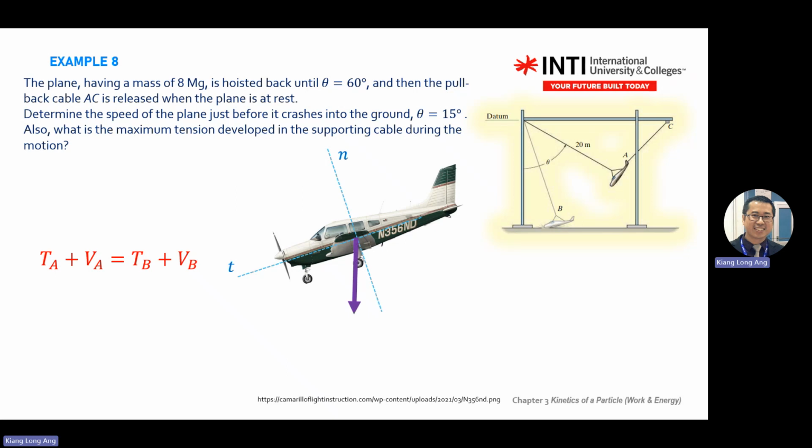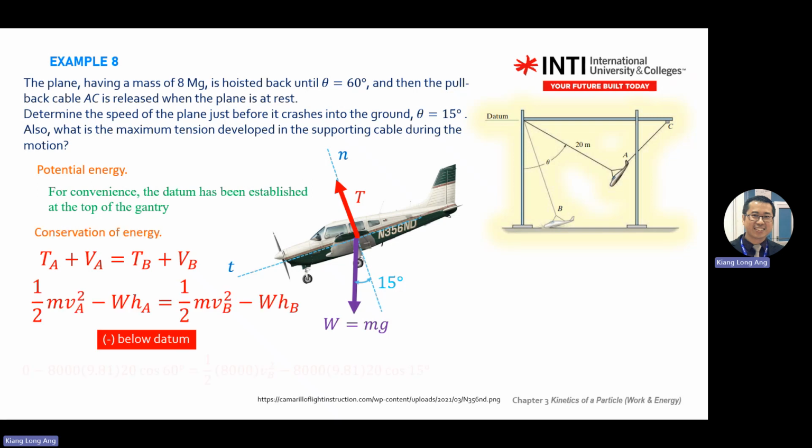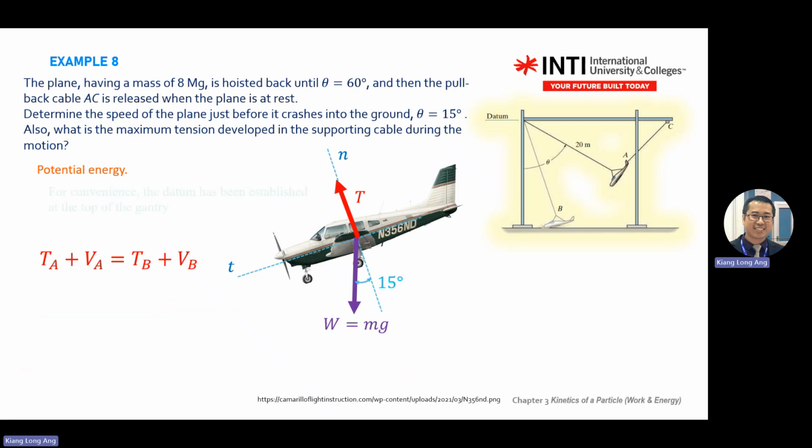Your free body diagram is important. The first thing we check in your answer is the free body diagram. Okay, then the weight, then draw the angle, right? So the datum is given on the top, right? So we use conservation of energy to solve the question, right?